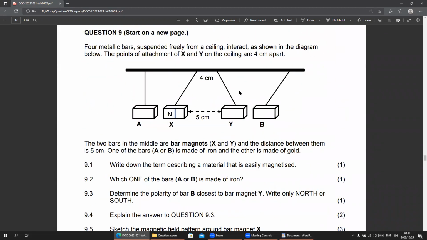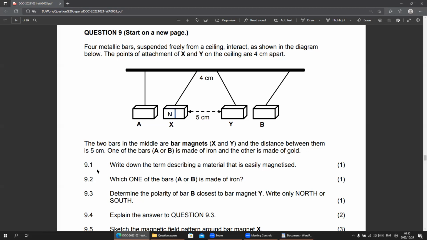So they say four metallic bars suspended freely over a ceiling interact, as shown in the diagram below. The points of attachment of X and Y on the ceiling are 4 centimeters apart. And the two bars in the middle are bar magnets X and Y, and the distance between them is 5 centimeters. One of the bars, A or B, is made out of iron and the other is made out of gold.